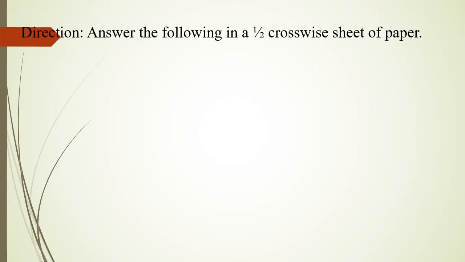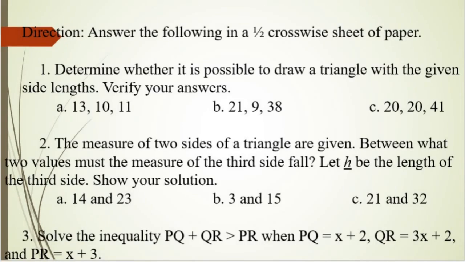Direction. Answer the following in a half crosswise sheet of paper. Number 1. Determine whether it is possible to draw a triangle with the given side lengths below. Verify your answers. Number 2. The measures of two sides of a triangle are given. Between what two values must the measure of the third side fall? Let h be the length of the third side. Show your solution. Number 3. Solve the inequality PQ plus QR is greater than PR, when PQ is equal to x plus 2, QR is equal to 3x plus 2, and PR is equal to x plus 3.